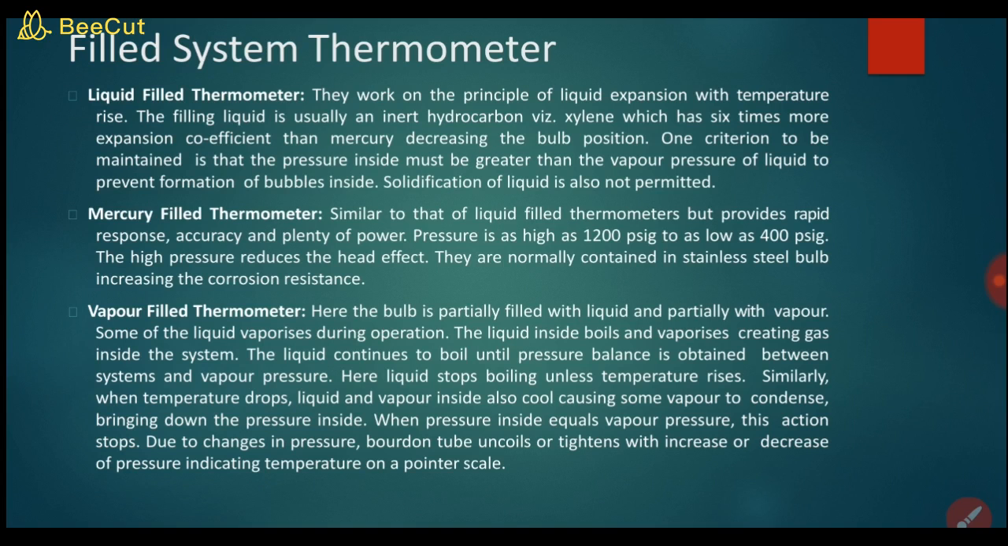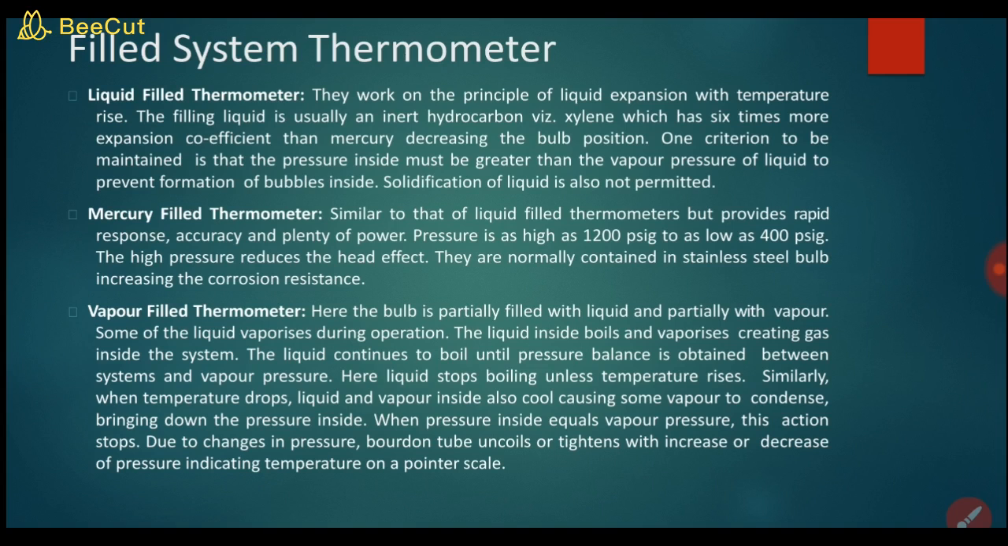So the liquid filled thermometer works on the principle of liquid expansion with a temperature rise. The filling liquid is usually an inert hydrocarbon like xylene, which has 6 times more expansion coefficient than mercury, decreasing the bulb size. So one criterion to be maintained is that the pressure inside must be greater than the vapor pressure of the liquid to prevent formation of bubbles inside. The solidification of the liquid is also not permitted.